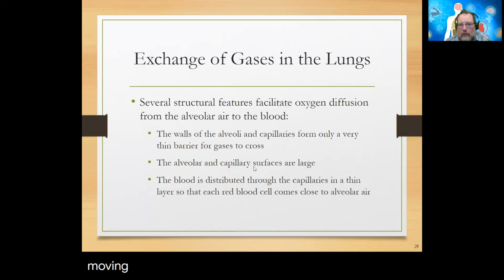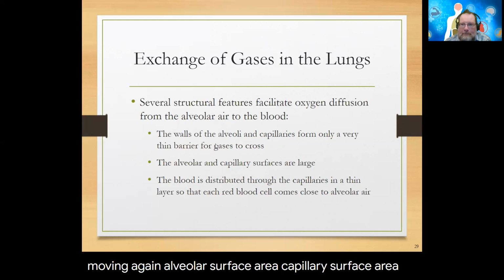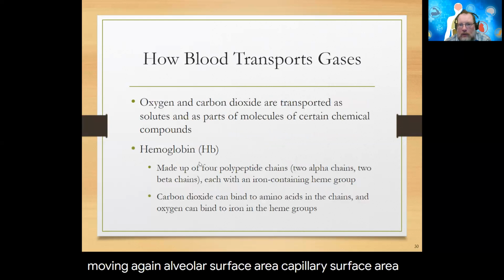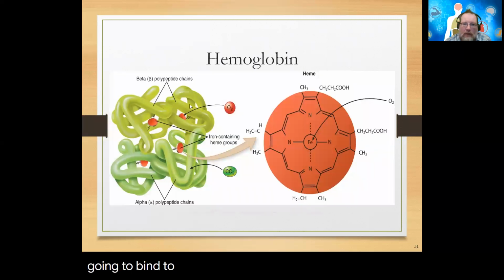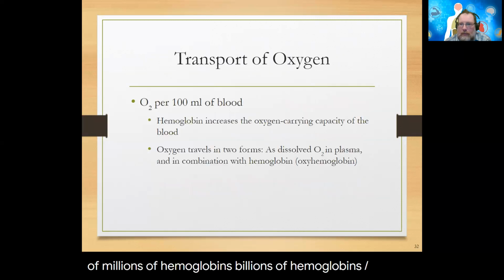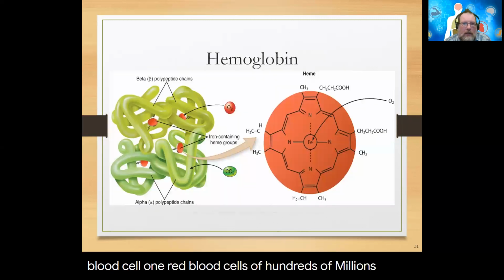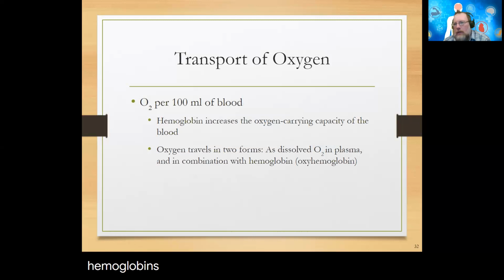Again, alveolar surface area, capillary surface area, hemoglobin, we've looked at that. Again, those oxygens are going to bind to one of the four heme groups contained within each hemoglobin. And again, there are hundreds of millions of hemoglobins, billions of hemoglobins per red blood cell. One red blood cell will have hundreds of millions of hemoglobins. And so we can look at hemoglobin levels in the clinical aspect.